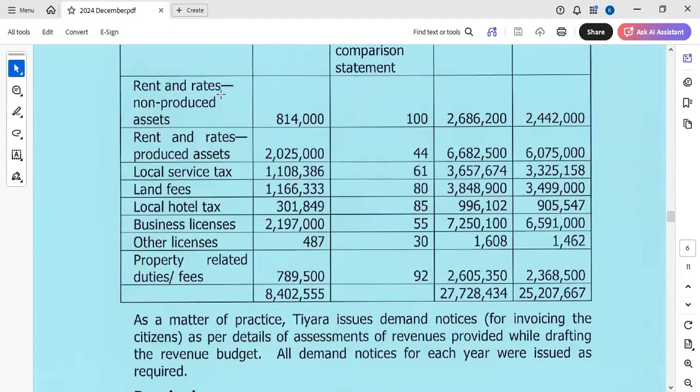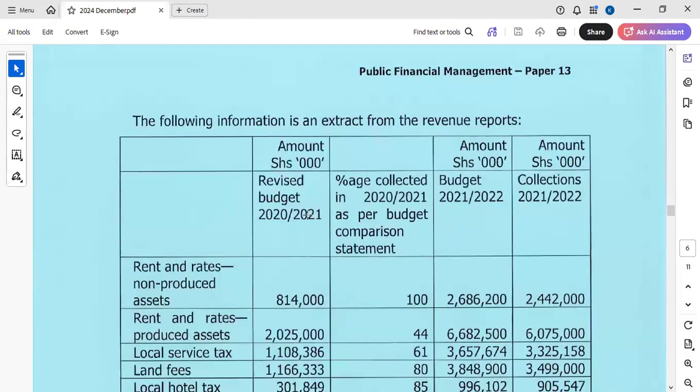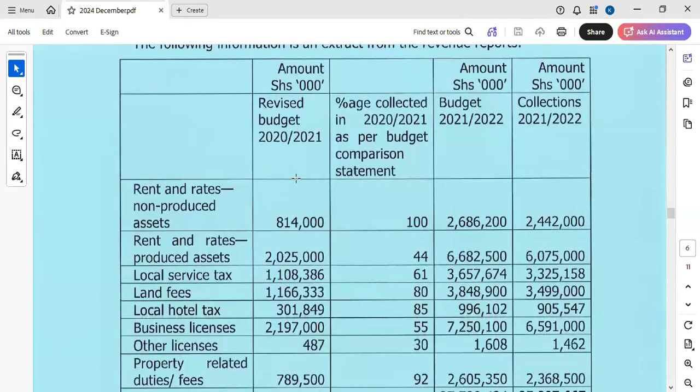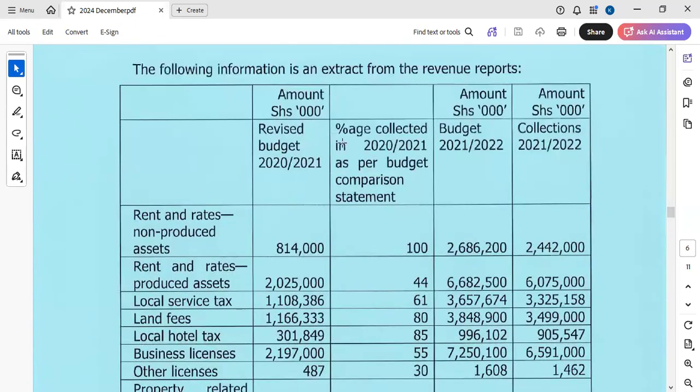You have rent and rates, non-produced assets, rent and rates, produced assets, local service tax, land fees. So these are sources of revenue. But you have the budget. The revised budget for the year 2020-2021. This is the revised budget of the previous period. This was the budget, what you expected to collect.